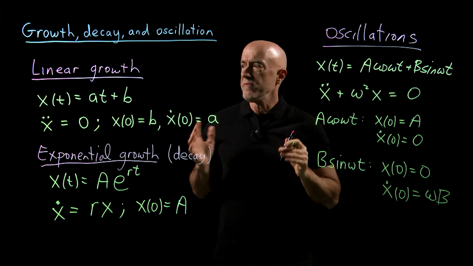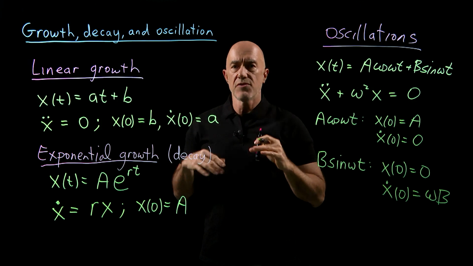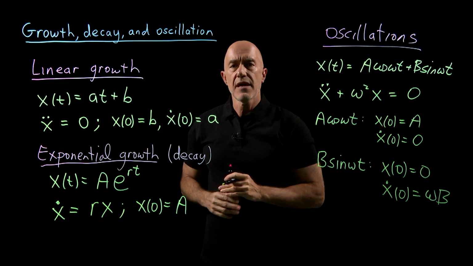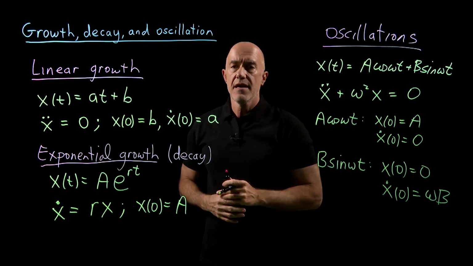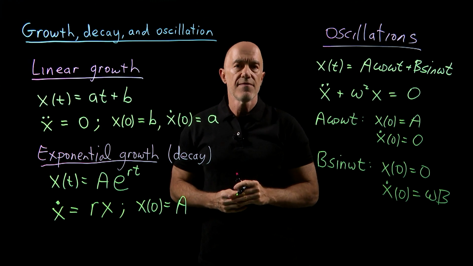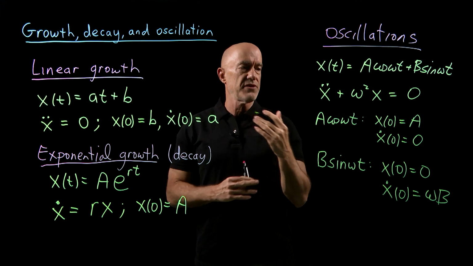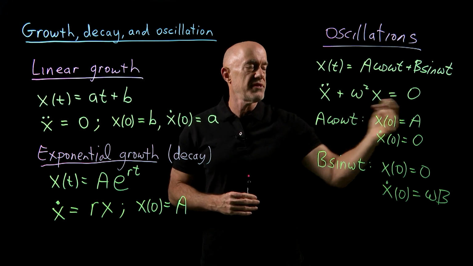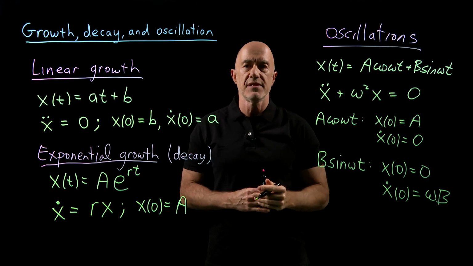So let me review. We've looked at growth, decay, and oscillation. Two types of growth: linear growth, where x double dot equals 0, and exponential growth, where x dot equals r times x. If we're looking at exponential decay, then it's just the case when r is negative. Finally, we looked at a system that oscillates, and the prototypical differential equation here is x double dot plus omega squared x equals 0. Omega here is what's called the angular frequency of oscillation.